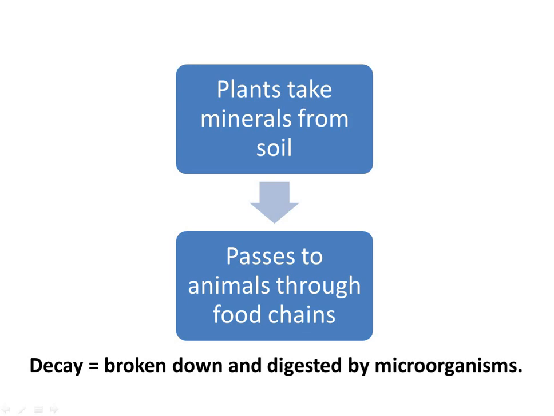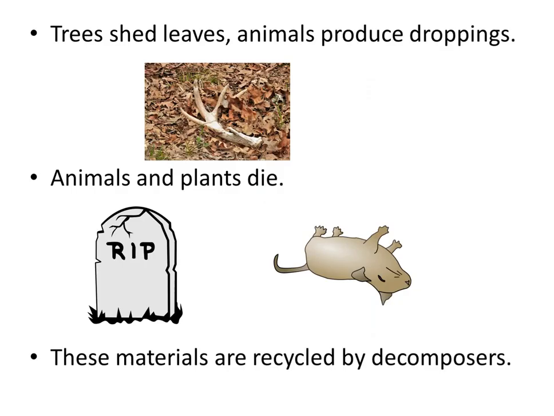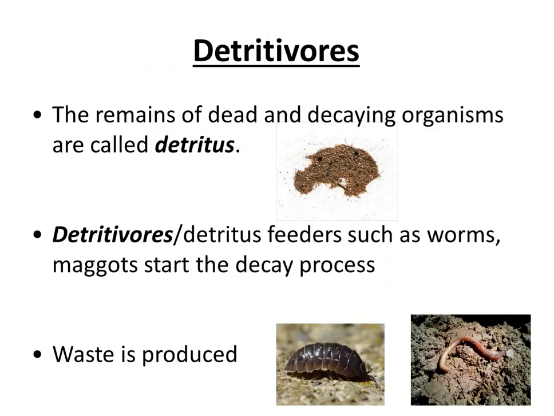So, plants take in minerals from the soil, animals eat plants and it passes through the food chains, and then either when they die or when they defecate, they decay and are broken down and digested by microorganisms. So trees can shed their leaves in autumn, animals produce droppings, animals and plants die, and these materials are recycled by decomposers, which are bacteria and fungi.